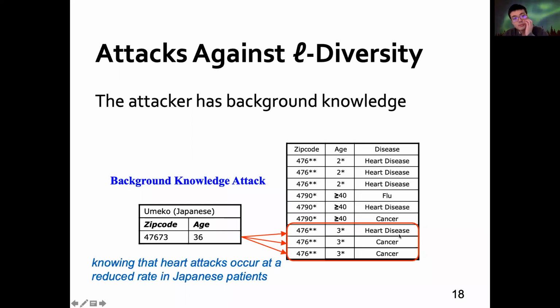But you also know that heart attacks occur at a reduced rate in Japanese patients, right? So because you know she is Japanese, you know that it's unlikely this row corresponds to Yumeko, right? Then you have more confidence that Yumeko has cancer, right? So if you know some background, then when you see some additional information, you can change your belief.